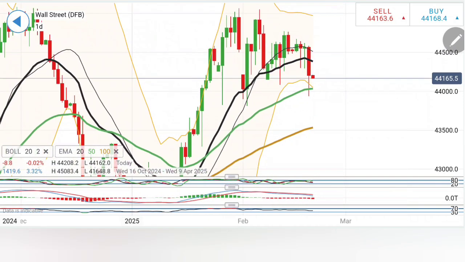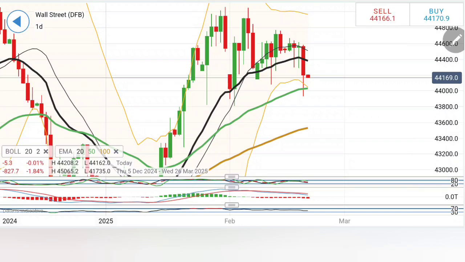On the downside, I will recommend a selling entry at 44,140. Expect 44,080, 44,000, 43,920 and 43,800 levels as the next targets. Trade accordingly. Let's move to Germany40.